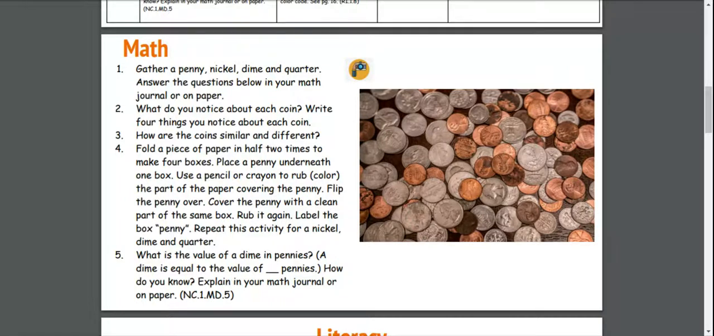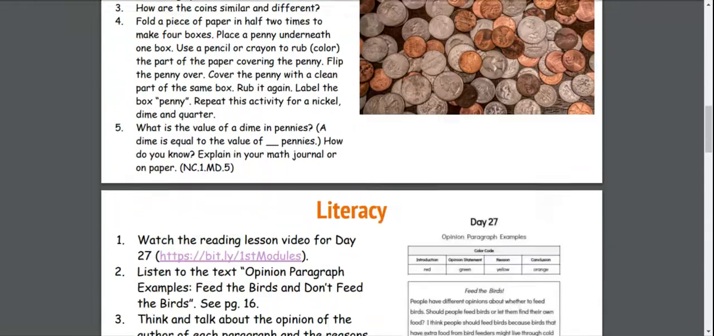What is the value of a dime in pennies? We talked about that yesterday. A dime is equal to the value of how many pennies, and how do you know? And explain in your math journal or on the paper.